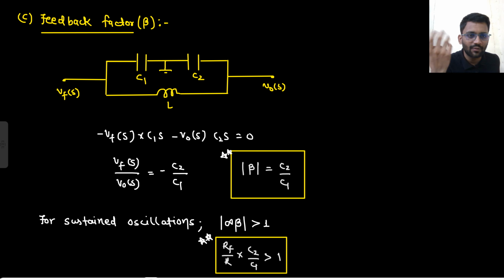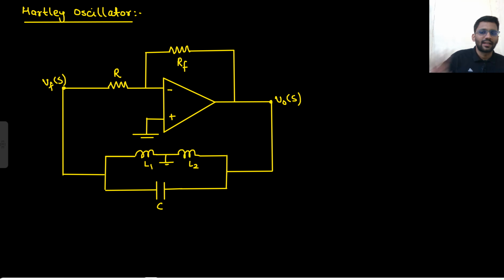What will be the feedback factor? Here you can write 0 minus VFS divided by the impedance. What is the impedance? 1 by C1S, so that would go upward. So minus VFS into C1S plus 0 minus V0S into C2S is equal to 0. From there you get the feedback factor as C2 by C1. And for sustained oscillations, the magnitude of A beta should be greater than 1. In the same manner, you are going to analyze the Hartley oscillator.